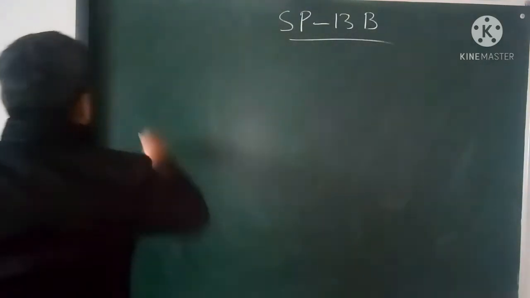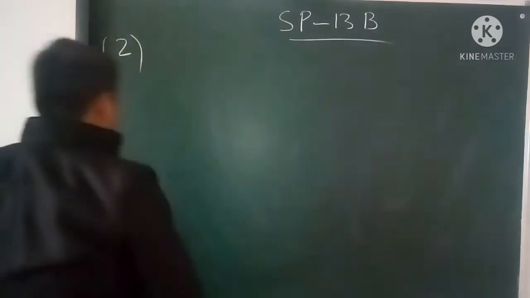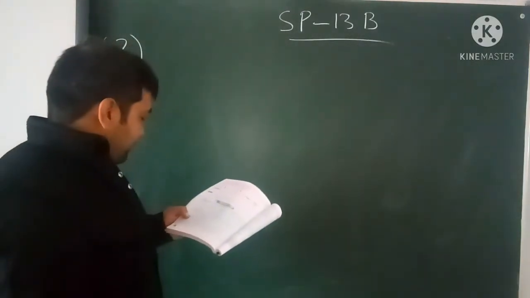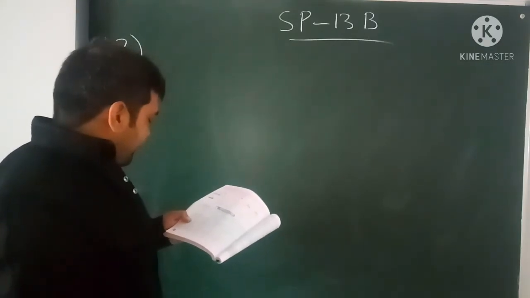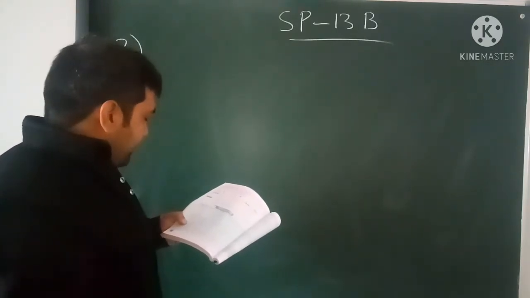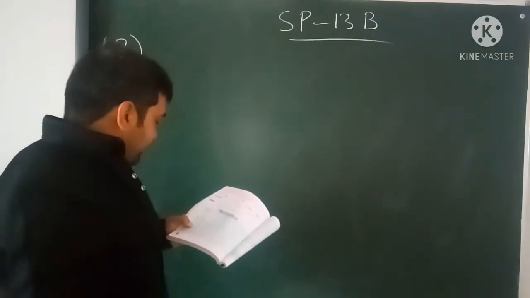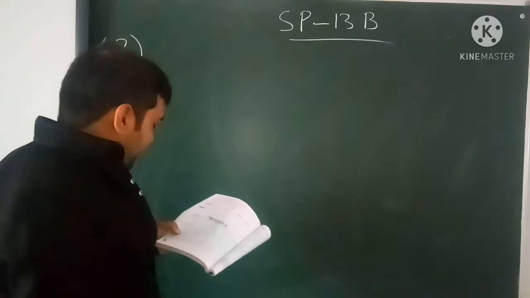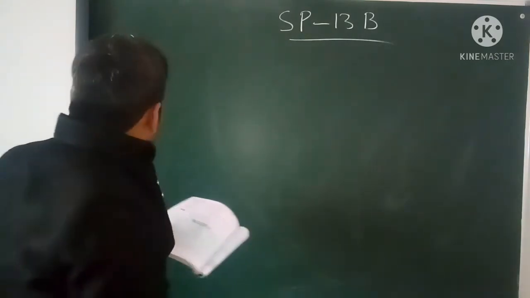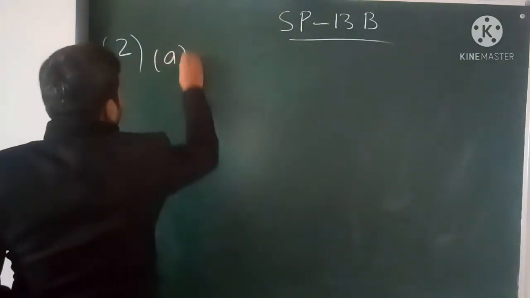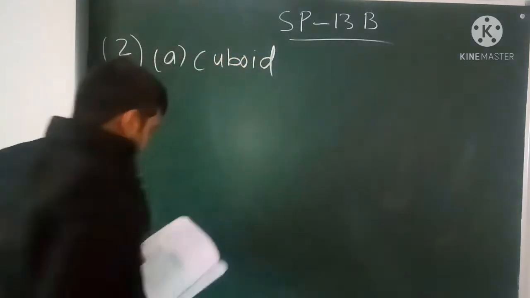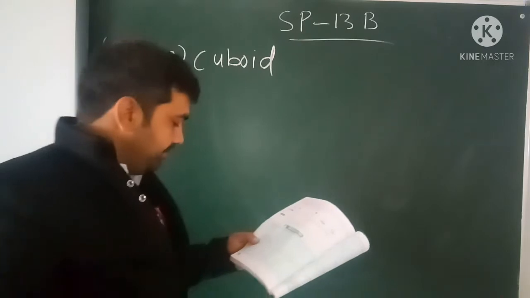See the question number 2. What is in the question number 2? Match each solid to its net. Match each solid to its net diagram. So here the first one, I, which is this solid that we have to match. So A, first is cuboid. By seeing that, we have to find which is matching with the cuboid in this option.